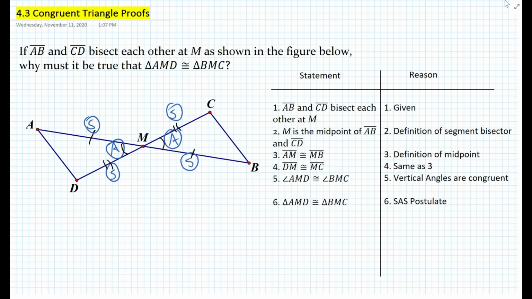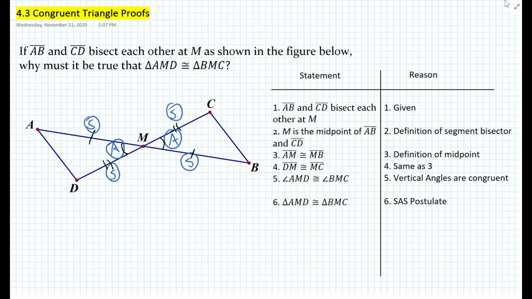The statement reason table would be: first step, segment AB and segment CD bisect each other at point M, which is the given. The second step, we specify that point M is the midpoint of segment AB and CD. That's because of the definition of a segment bisector. Because of that, we can conclude that segment AM is congruent to segment MB due to the definition of a midpoint, and also segment DM is congruent to segment MC because of the same reason, the definition of a midpoint.